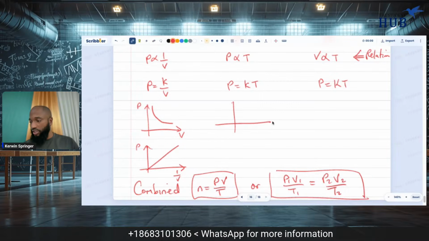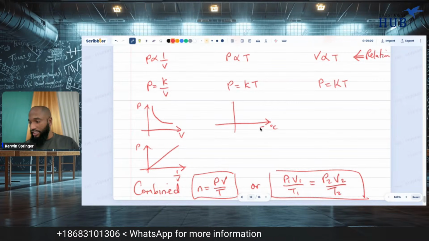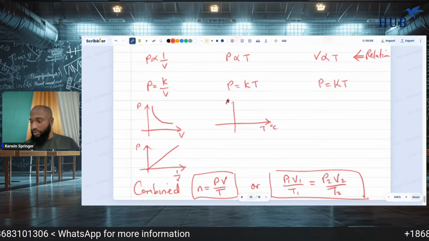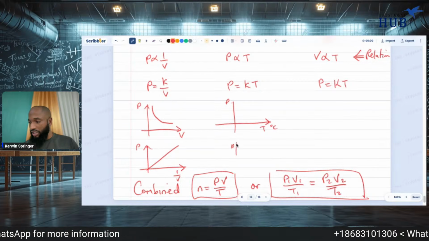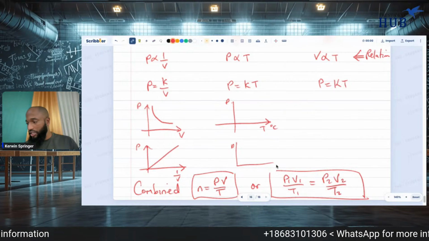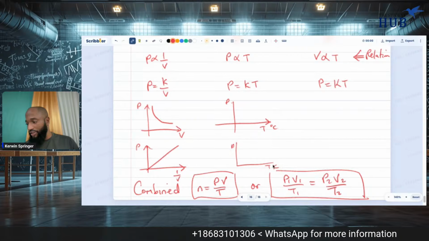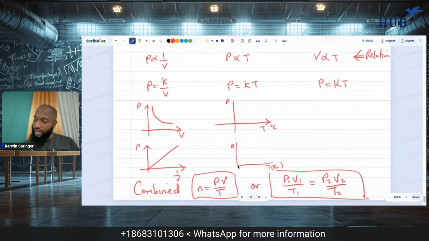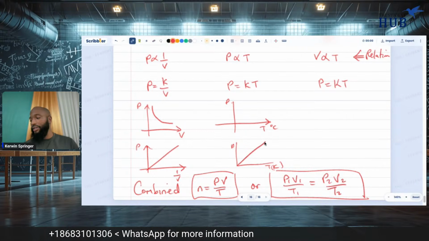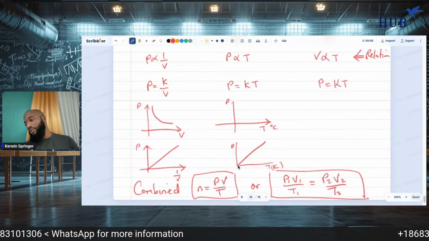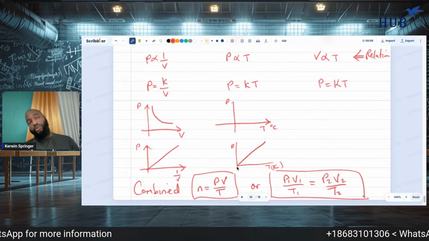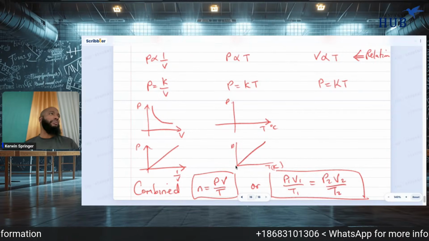The graph here has two versions. There's a version if the temperature is in degrees Celsius, this is temperature, this is pressure. And then there's a version if the temperature is in Kelvin. So if the temperature is in Kelvin, you expect the graph to go like this. Why? What is that value known as? Absolute zero. Who said that?